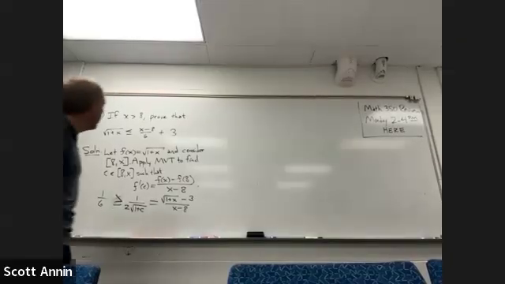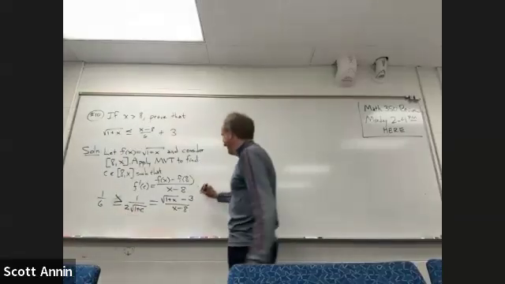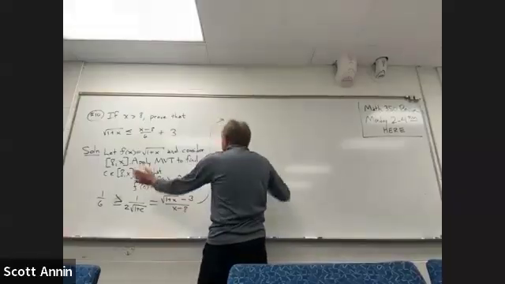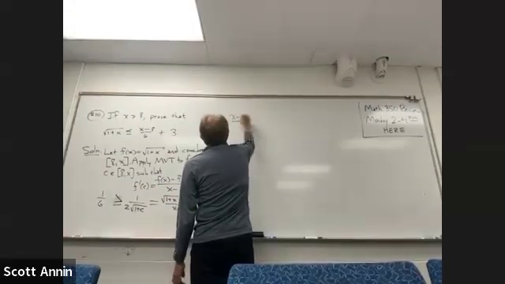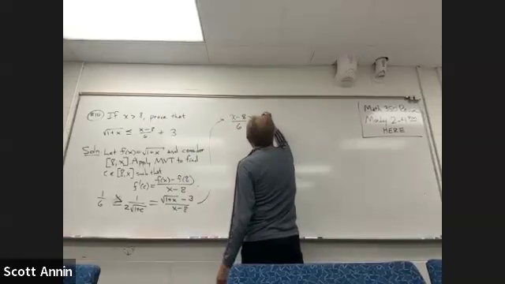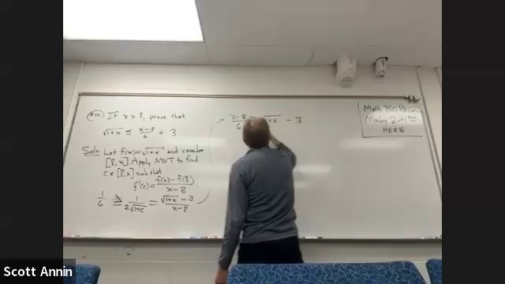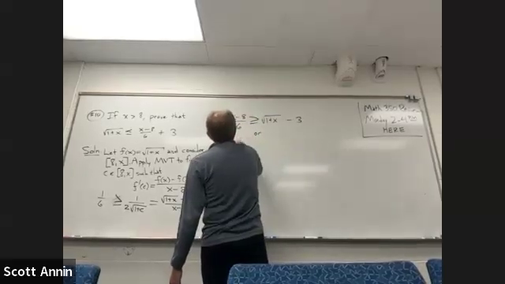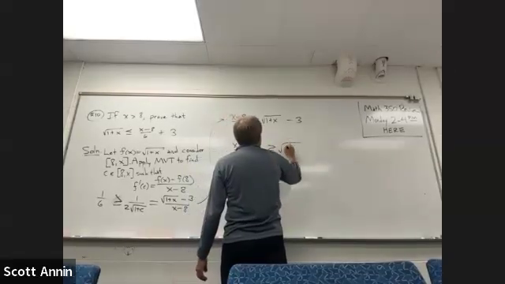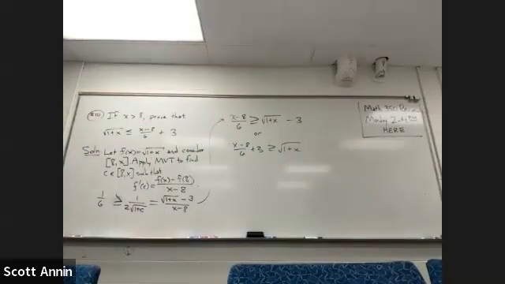Okay, now, well, we're basically done. Solve this for the square root of 1 plus x. So I'm going to multiply the x minus 8 over to the other side. (x minus 8)/6 is greater than or equal to the square root of 1 plus x minus 3. And now I just have to add 3 to both sides, and we end up with that. So, make sense?